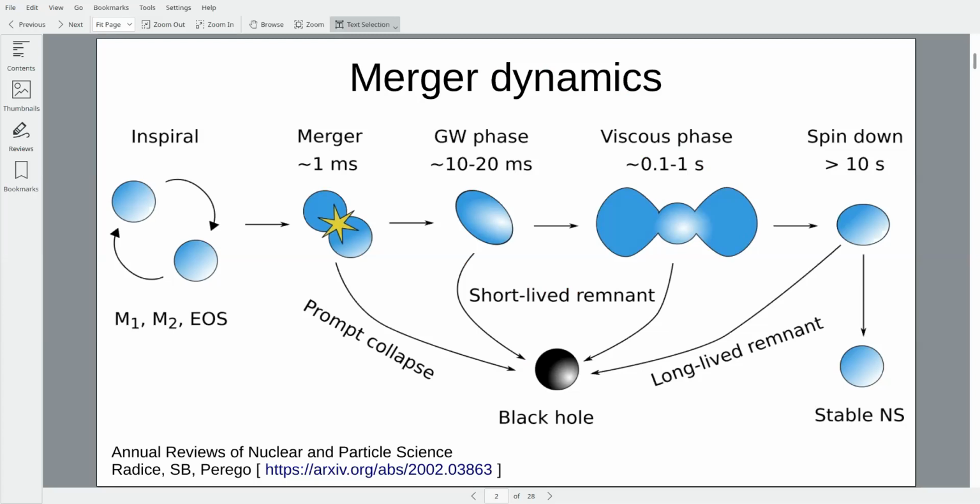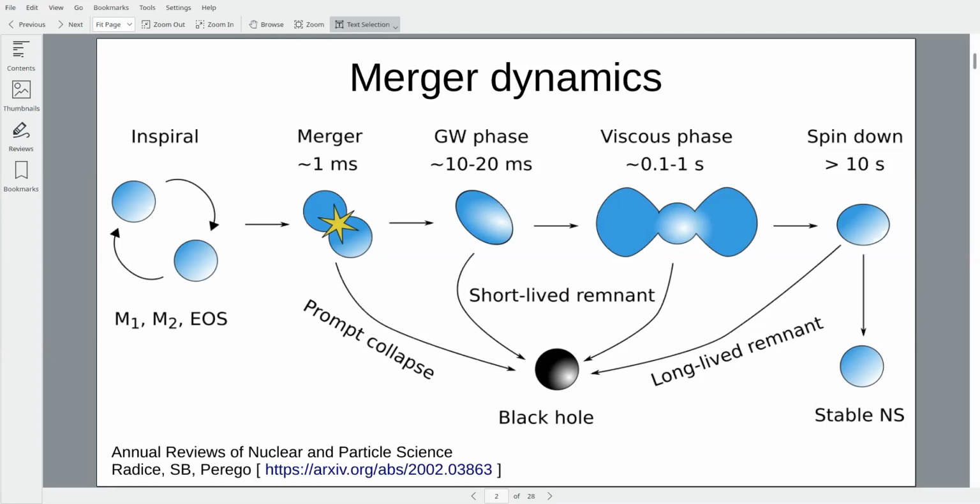And if the remnant does not prompt collapse to a black hole, then its dynamics is characterized by a short dynamical phase, which is entirely driven by gravitational wave emission. And after that, if it still survives, there's a subsequent secular evolution on a longer time scale, which is, broadly speaking, driven by two effects, so neutrino cooling and viscous effects. And viscous effects can be, for example, generated by MHD processes or also by neutrinos themselves.